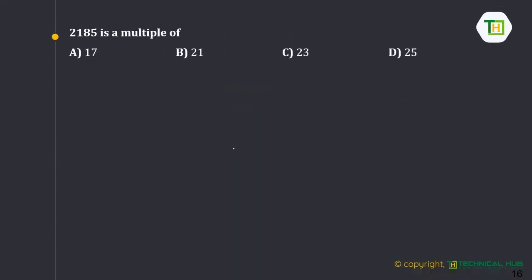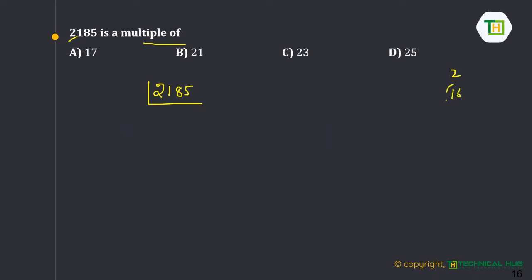So very simple question. 2185 is a multiple of... It means first of all, you have to calculate the factors of this number by using prime factorization. So what number is given here? 2185 is given. So you have to calculate the factors by using prime factorization only. Here the unit digit is 5, so it is not divisible by 2. Check the sum of the digits: 2 plus 1 is 3, 3 plus 5 is 8, 8 plus 8 is 16.